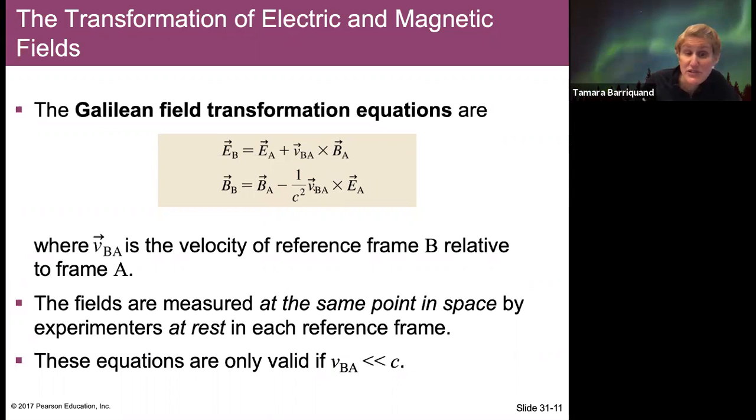Now these equations are only valid if V sub BA is much, much less than c. If it's not, then we get into relativity. So what we see is that the electric field and the magnetic field are intimately related to each other. And whether something is being affected by an electric field or a magnetic field depends on the reference frame. And we've seen how we can actually transform our electric field and our magnetic field if they are in a moving reference frame based on the Galilean field transformation equations.